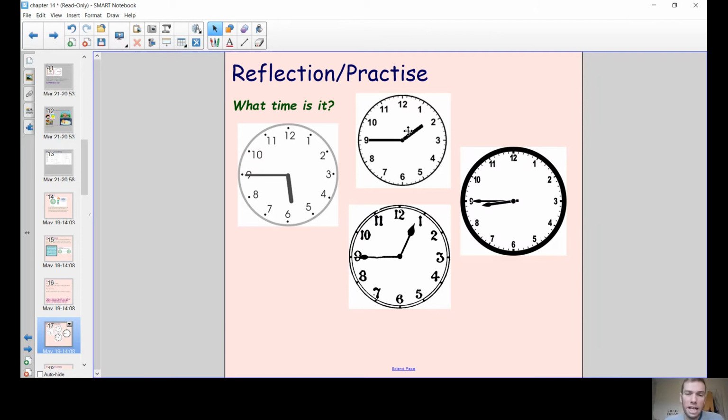This clock over here is showing 1:45. I can see that the minute hand is pointing at the 9, and it's on its way to 2 o'clock. This one over to the right is 9:45, and this one down at the bottom is 1:45. So have a chat about those. See if you can tell mum or dad or brother or sister what time those clocks are saying.